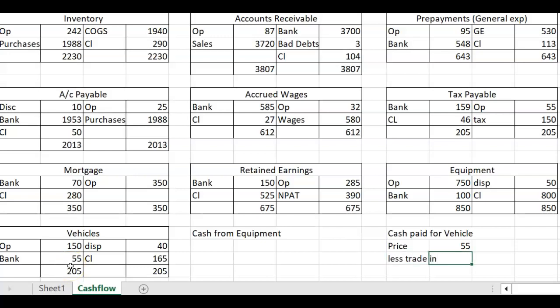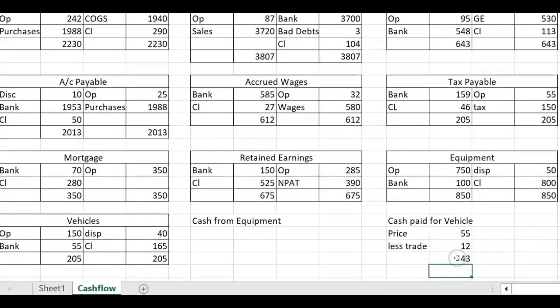Now the value of the trade-in, have to read carefully, it had a carrying amount of 15,000. Can you see that on page 7? So a carrying amount of 15,000. If you turn back to page 4, you'll see we made a loss on sale of 3,000. So that means we traded that in for 12,000. So the amount we actually paid for it is 55,000 minus 12. All right, so that's the figure we're going to use for that.